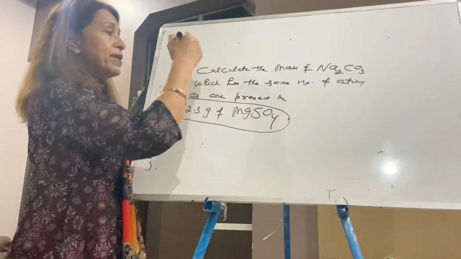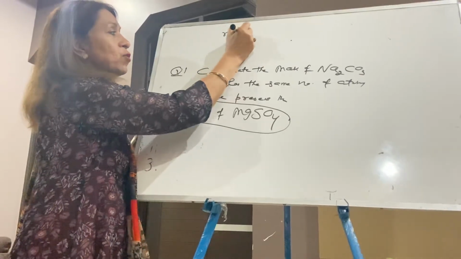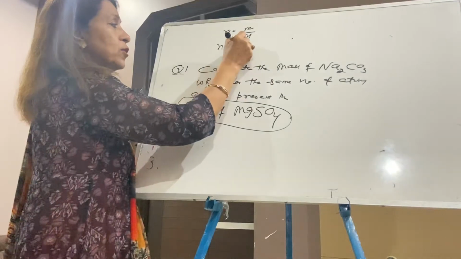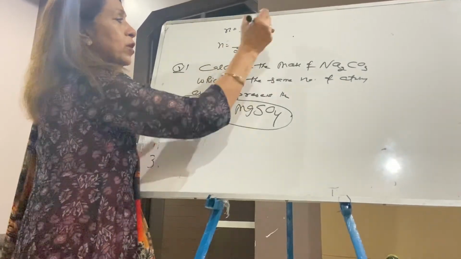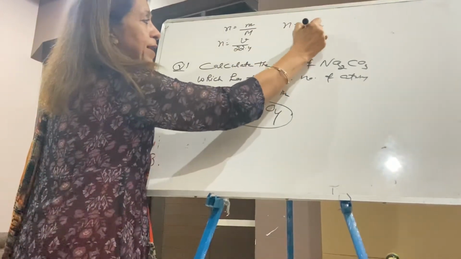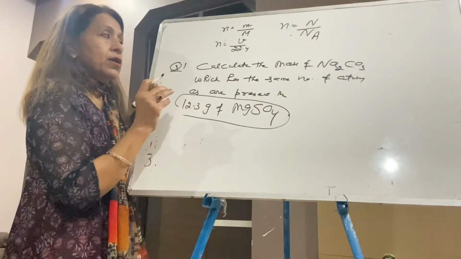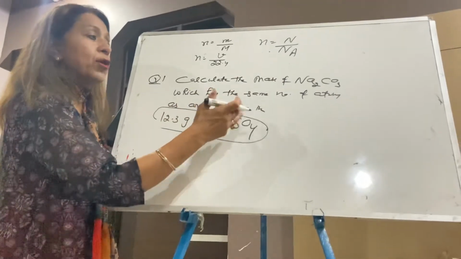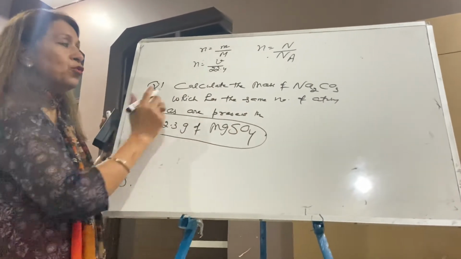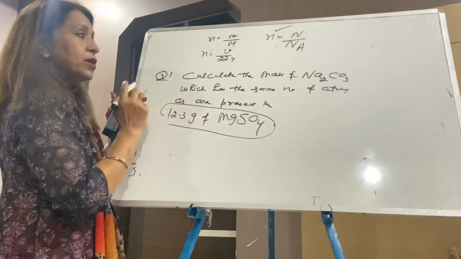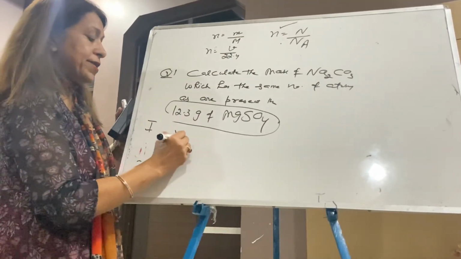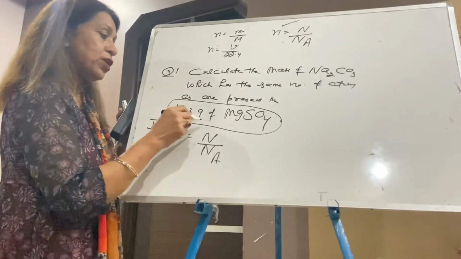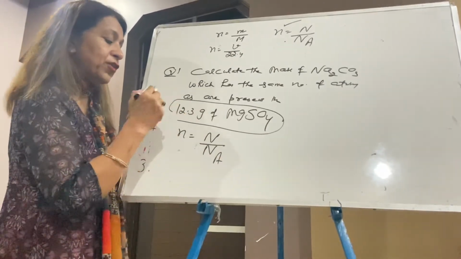I told you in my last lecture, there are 3 formulas. n is equal to small m by capital M. n is equal to volume by 22.4. n is equal to capital N by Avogadro's number. We will work under these 3 formulas because the question is about the number of atoms. That means you will apply the formula for the number of atoms, n is equal to N divided by Avogadro's number, and calculate the number of atoms in 12.3 gram.